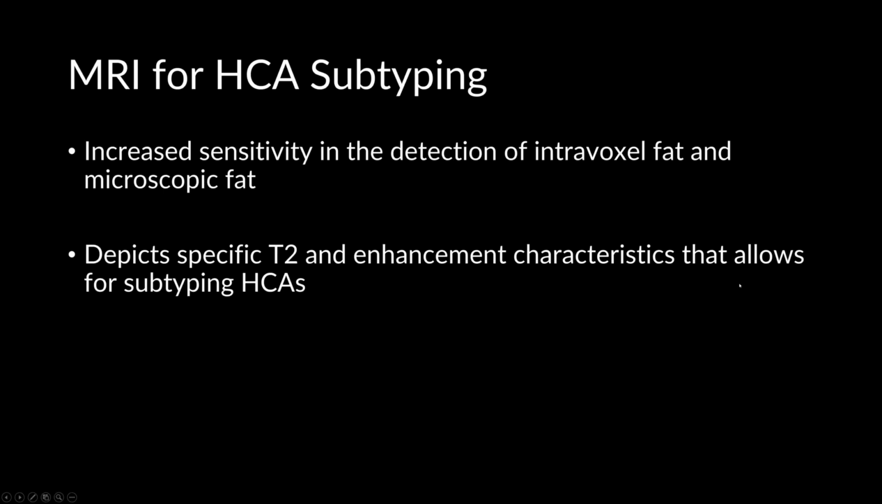So as far as using MRI as opposed to other modalities, we use MRI for subtyping because MRI has an increased sensitivity to the detection of intravoxel fat and microscopic fat, more so than CT or ultrasound. And also the T2 characteristics and the different enhancement characteristics allow us to further subtype the lesions.